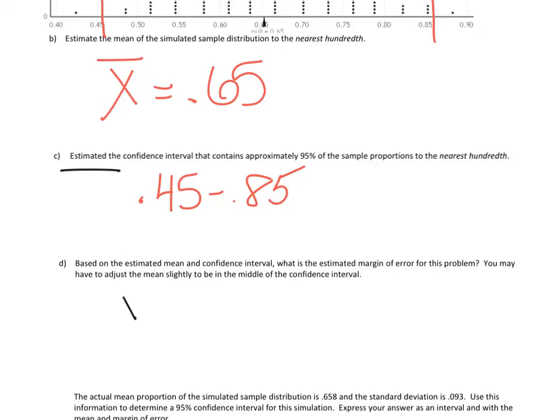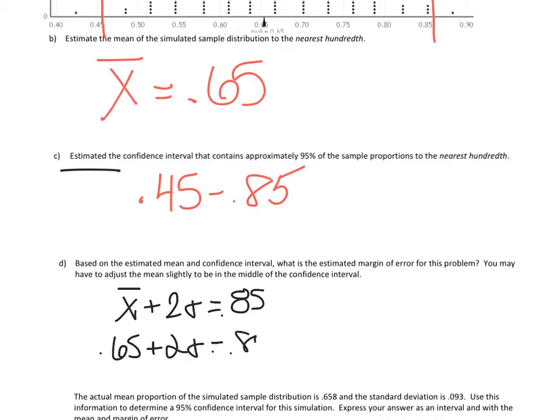I know the mean plus 2 standard deviations, I estimated to be 0.85. I estimated my mean to be 0.65 plus 2 standard deviations to equal 0.85. So I would say 2 standard deviations is approximately 0.20 if I subtract that over. And again, the margin of error is 2 times the standard deviation. So I am estimating that my margin of error is 0.2.